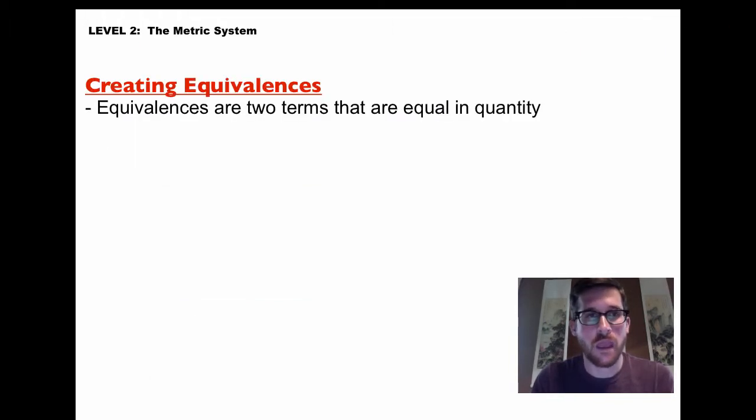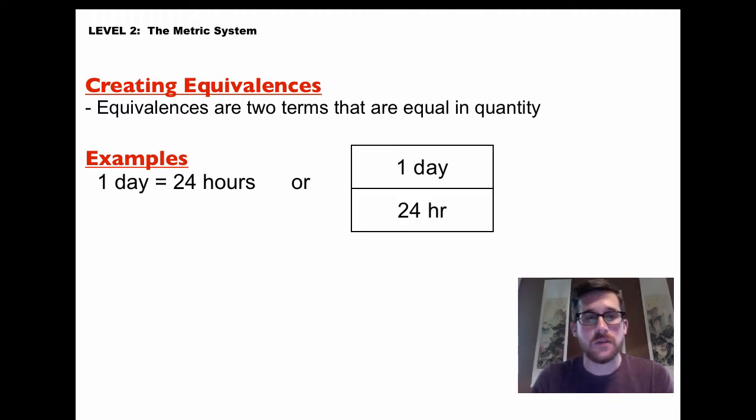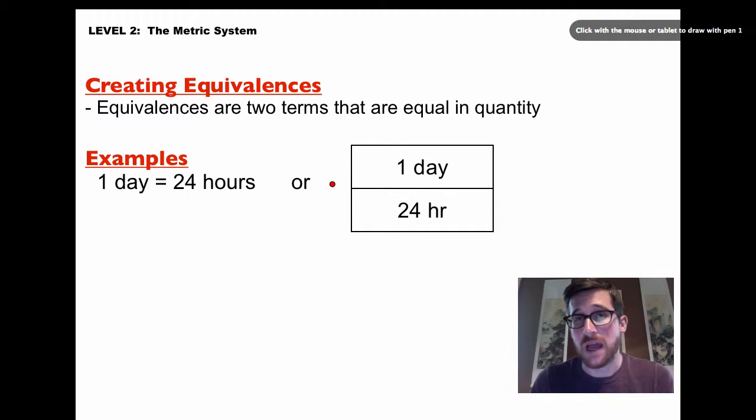Alright, so the first step here is creating equivalences. And whenever you hear the word equivalence, what we're saying is two things that are equal in quantity to each other. So for example, 1 day is equal to 24 hours. I'm sure most of you know that. I'm going to use this symbology a lot, and I call it a domino. If you ever played dominoes, you have these little tiles where there's some dots on the top and dots on the bottom. So we have a top and a bottom for all of these dominoes. We have 1 day on the top of this one and 24 hours on the bottom.